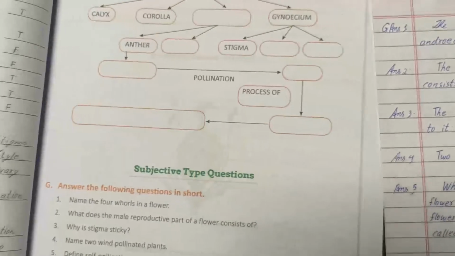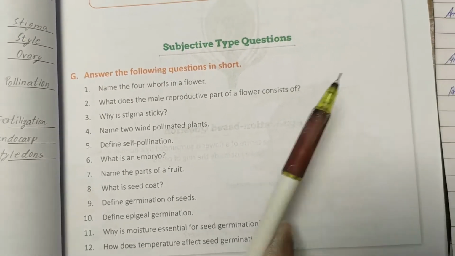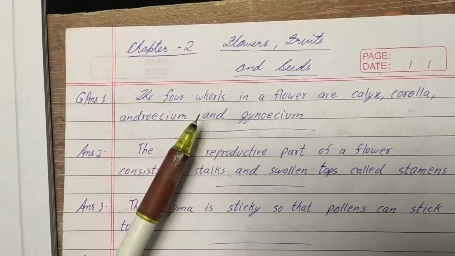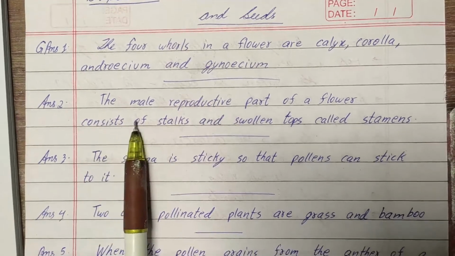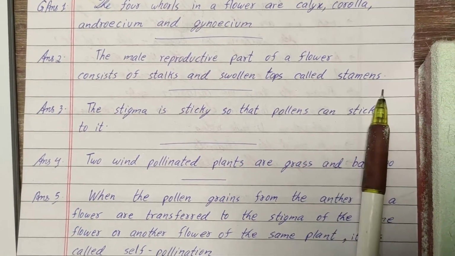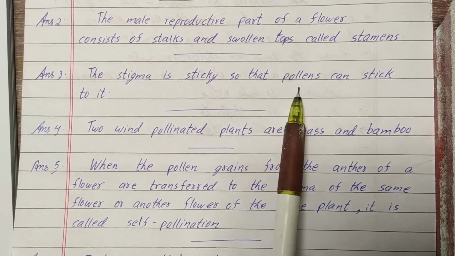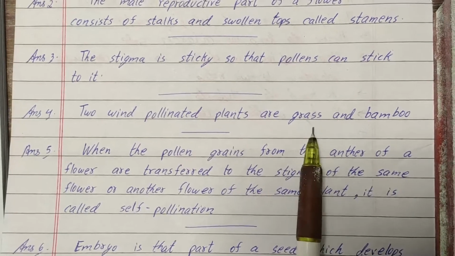Then we have the question and answers here. Subjective type questions, question number 1 to 12. The answers are given here. The four whorls in a flower are calyx, corolla, androecium, and gynoecium. The main reproductive part of a flower consists of stalks and swollen tops called stamens. The stigma is sticky so that the pollens can stick to it. Two wind-pollinated plants are grass and bamboo.